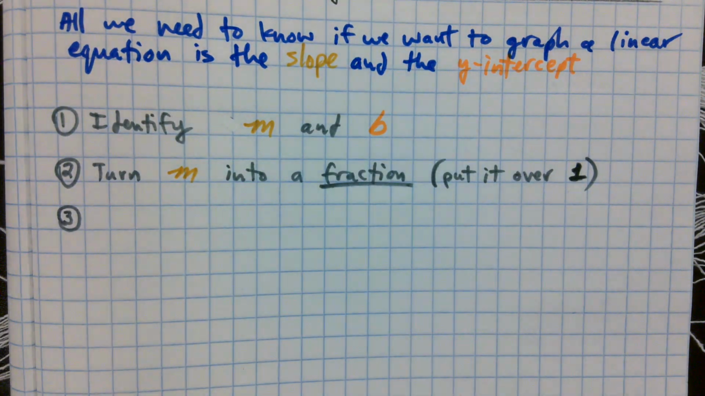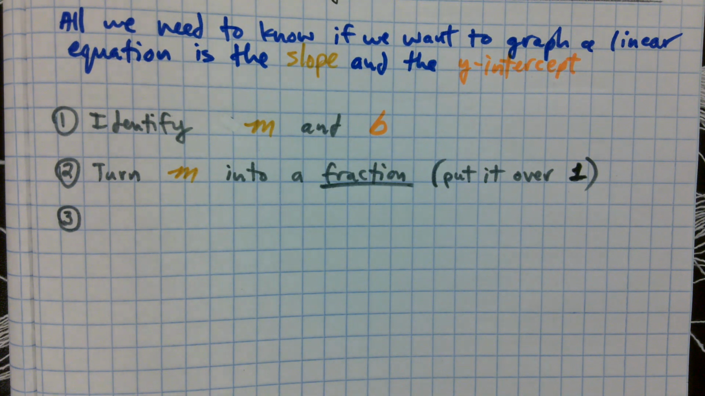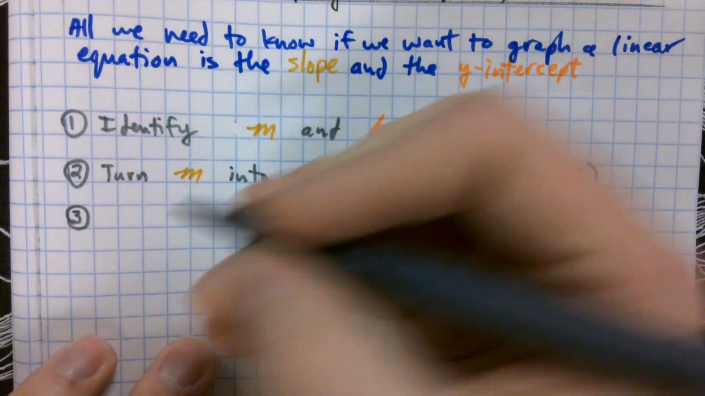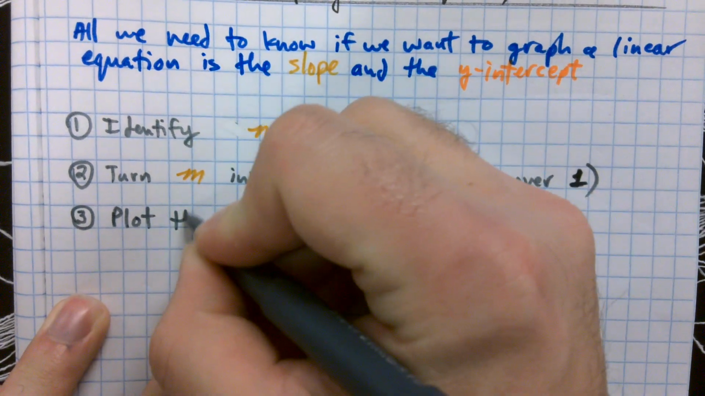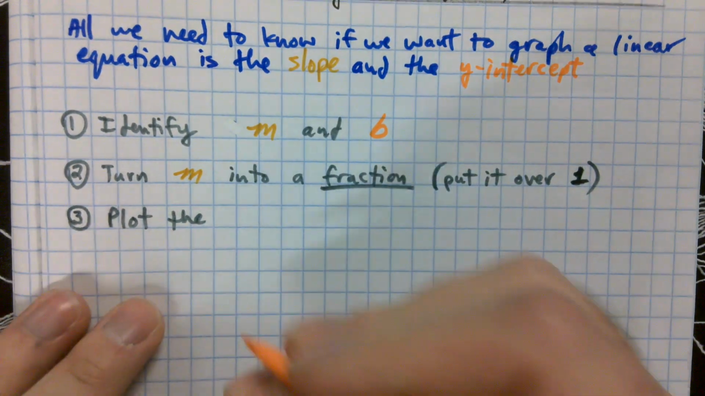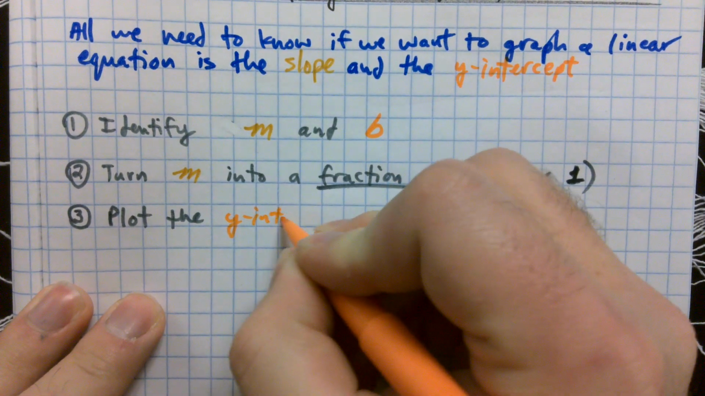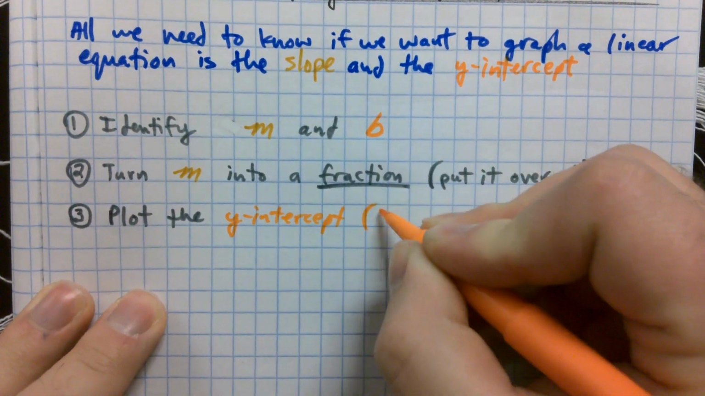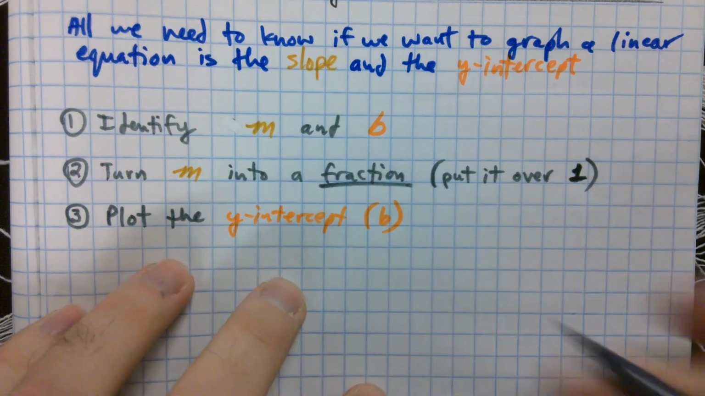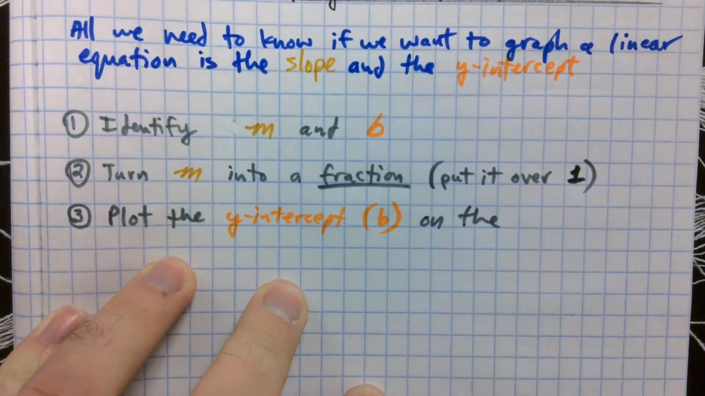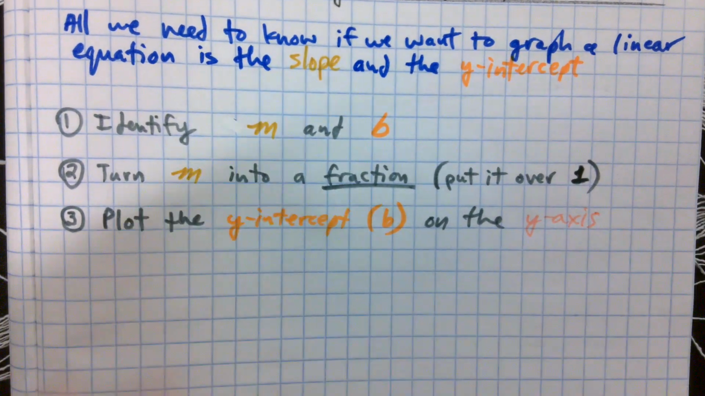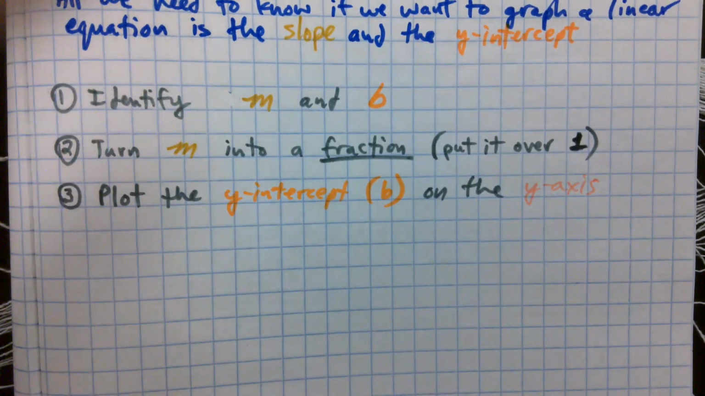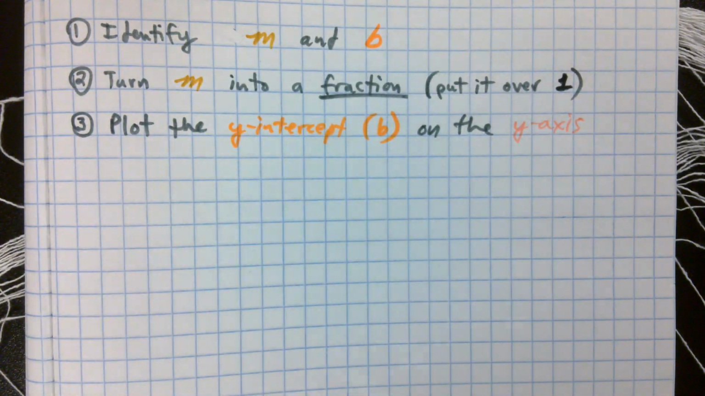So now we should have an M that's a fraction, and a B value, which is our y-intercept. We're going to make our first point right away. We're going to plot the y-intercept, or B, on the y-axis. This is going to be our starting point.